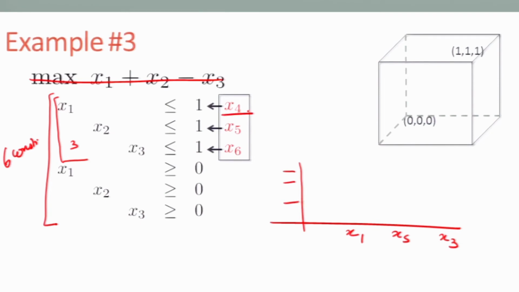We had 3 slack variables, x4, x5, and x6, corresponding to these constraints, x1 less than or equal to 1, x2 less than or equal to 1, and x3 less than or equal to 1. So what vertex is represented by this dictionary? Let's call it D1. Very simple. If x1 is non-basic, then x1 greater than or equal to 0 is saturated.